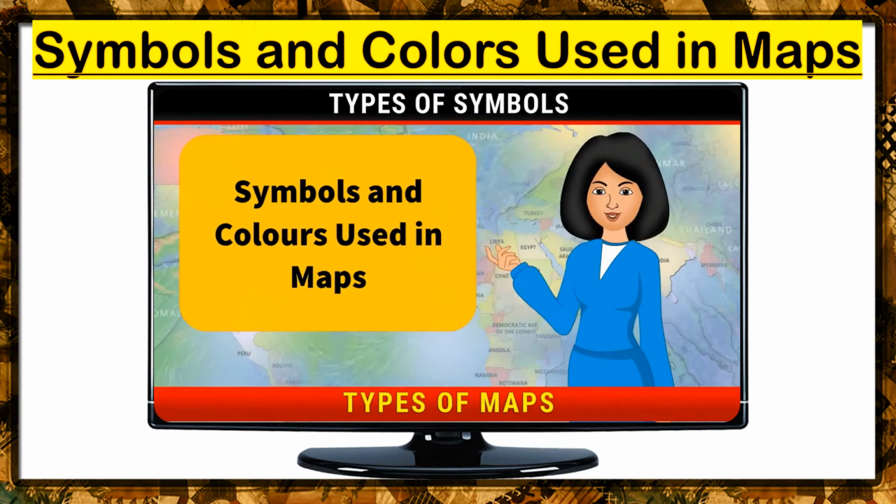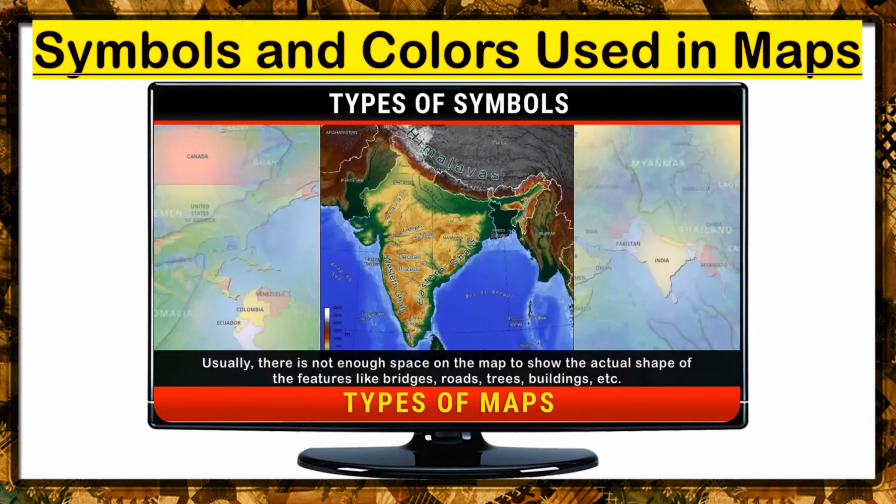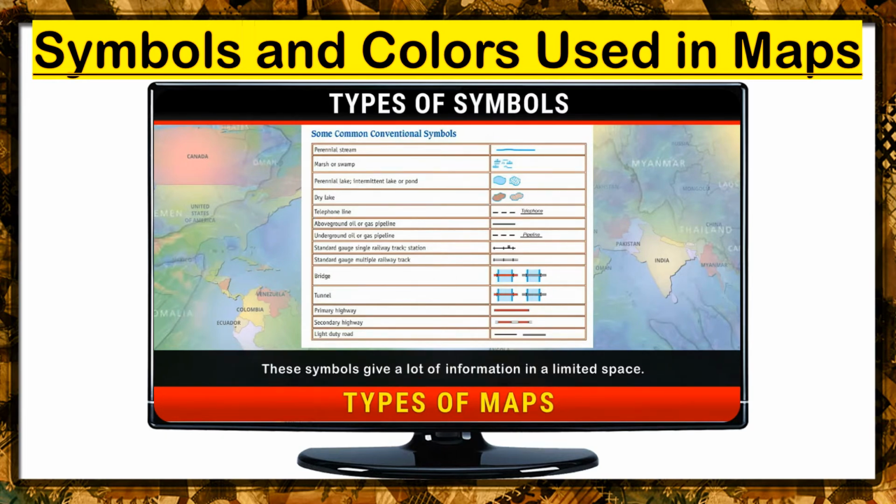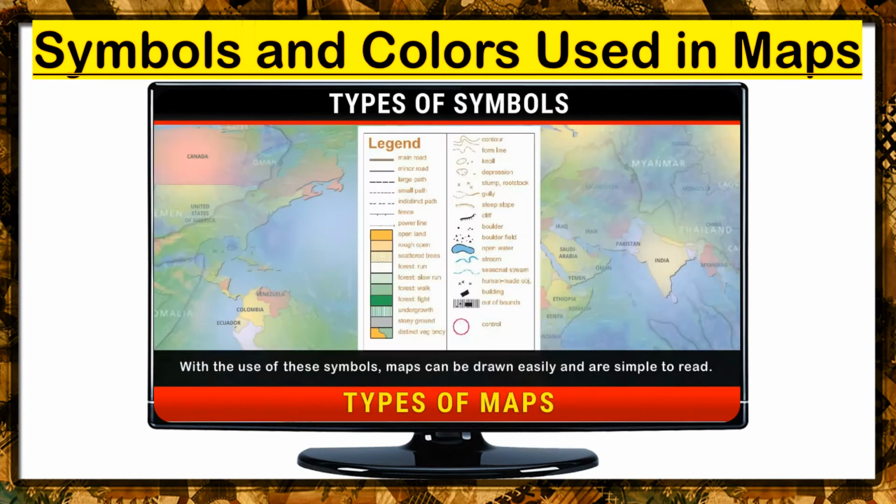Symbols and colors used in maps. Usually, there is not enough space on the map to show the actual shape of features like bridges, roads, trees, buildings, etc. So they are shown by using certain simple pictures, different kinds of lines, letters, colors, and shades. These symbols give a lot of information in a limited space. With the use of these symbols, maps can be drawn easily and are simple to read.